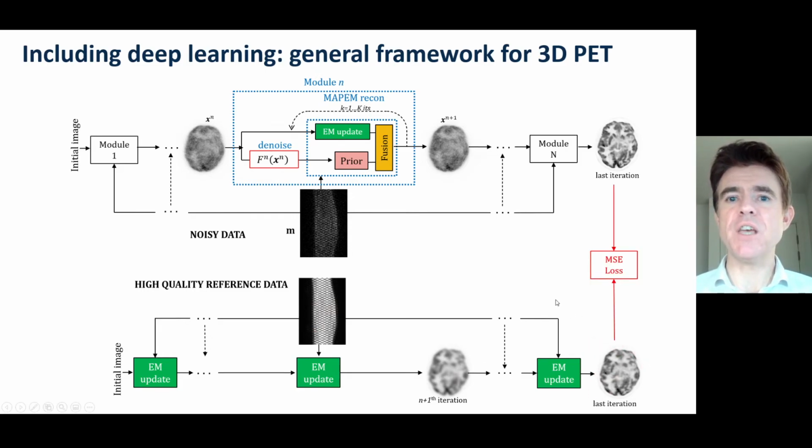And the point is, we can then use a loss function, a mean square error loss function, or indeed something more sophisticated than that, in order to compare the output from unrolled MapEM with deep learned denoisers included. We can compare that to the high quality reference through that loss function, and then we can back propagate according to the error in the mean square error loss. We can back propagate the corrections all the way through this cascade, this deep sequence of operations, which here are called modules, where each module has a deep denoiser as well as the EM update as shown.